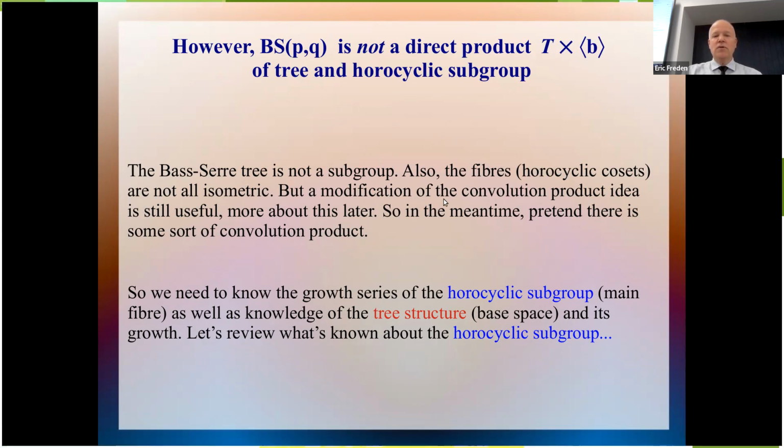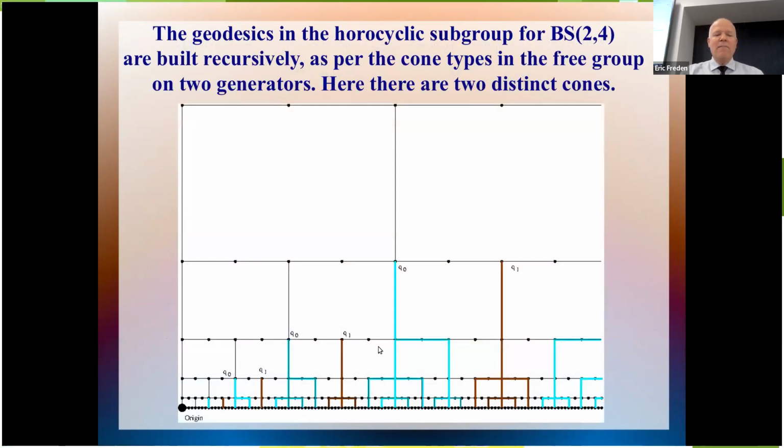All right, so to modify this, I'll get to the modification later. But I need to understand the tree and I need to understand the fibers. So let's start with the fibers. Let's review what's known about them. I'm looking at a sheet again at BS24, and here's my horse. Here on the bottom, all those black dots. All that lovely symmetry that I pointed out to you in the earlier slide can be realized right here.